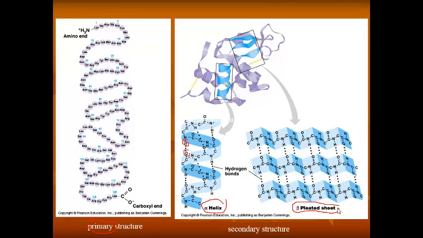What's going to determine whether an alpha helix or a beta pleated sheet forms? It's going to be the linear sequence of amino acids. The sequence of amino acids is going to determine where the hydrogen bonds form and determine which one of these two structures is going to be created.